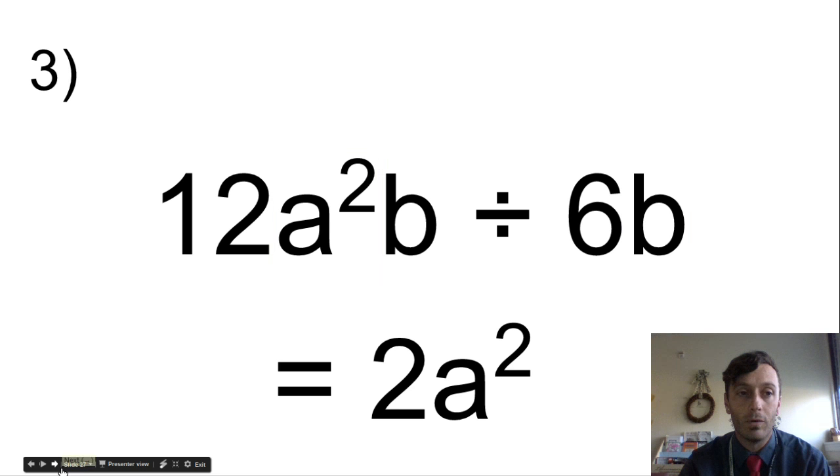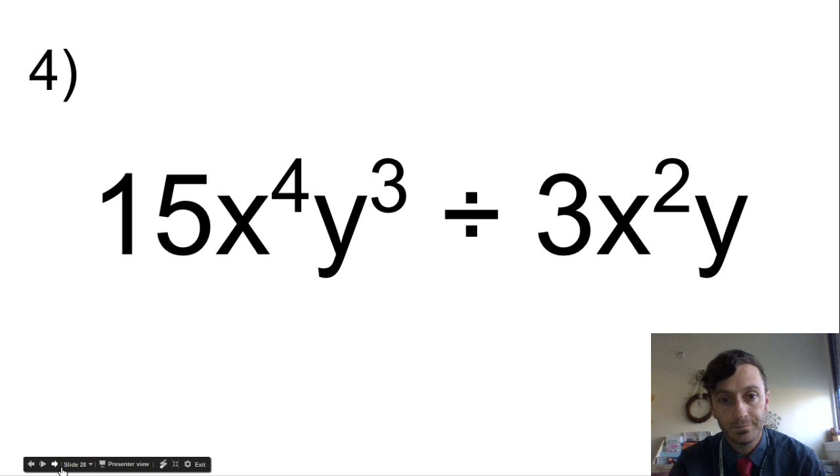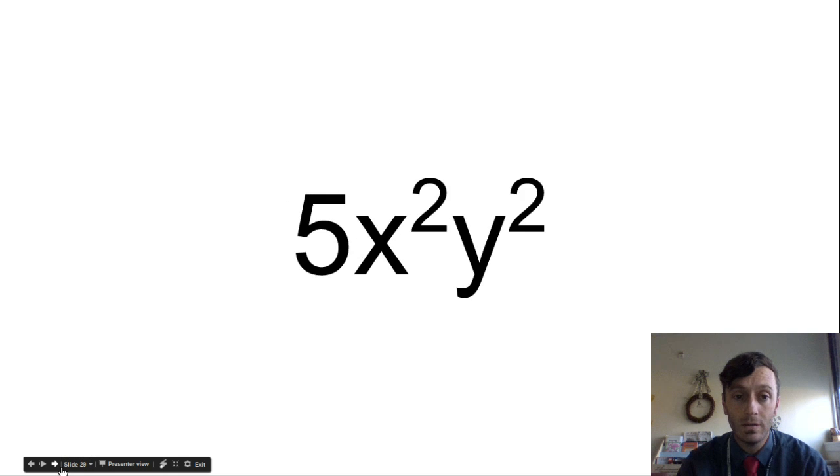Question number 4. 15x to the fourth y to the third divided by 3x squared y. This is where you pause the video. Work it out yourself. All right, moving on. You should have worked the problem out by yourself, and the answer is 15x squared y squared. If you got it right, I think that's the end of the video. If you got it wrong, stay tuned. Here's how I worked it out.